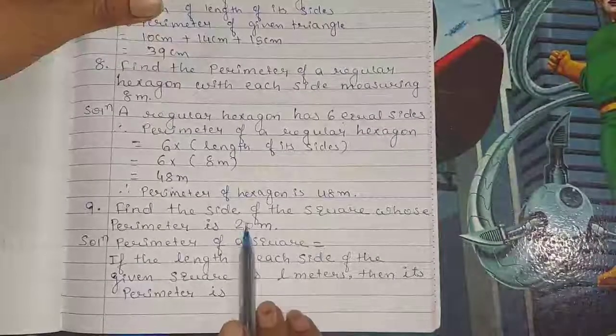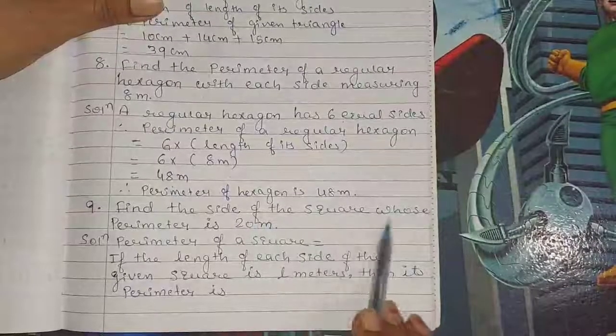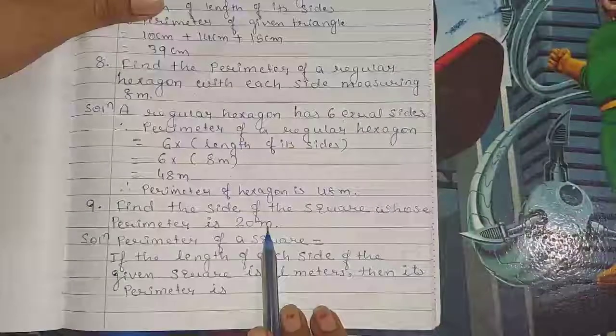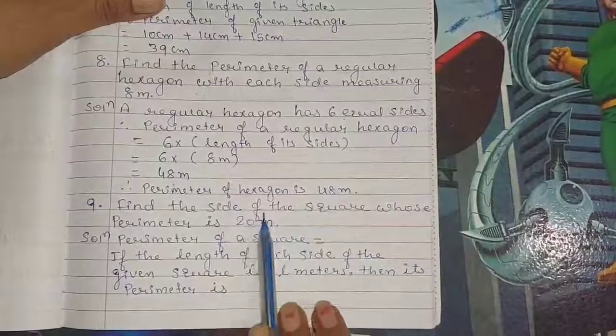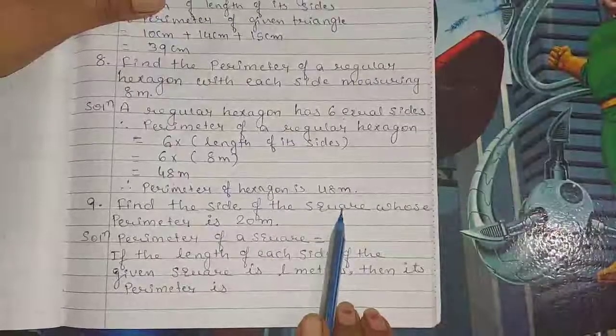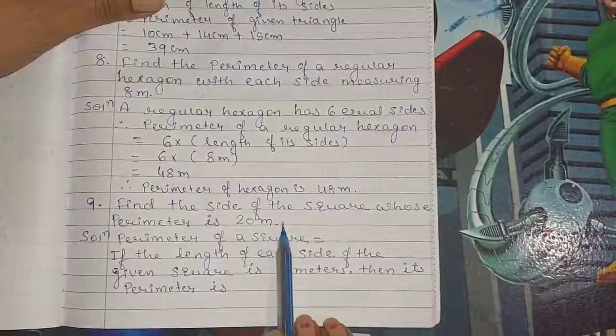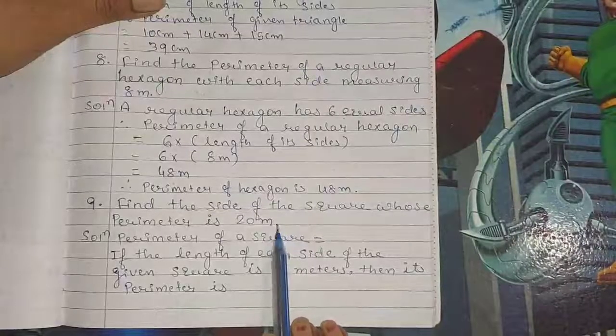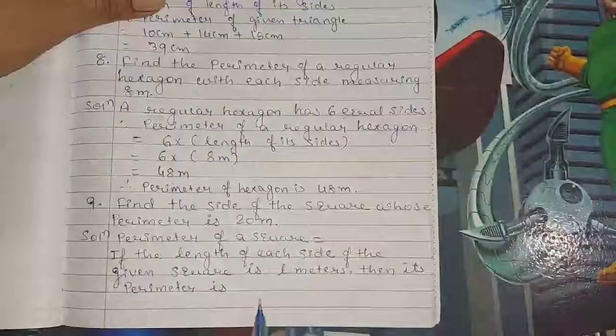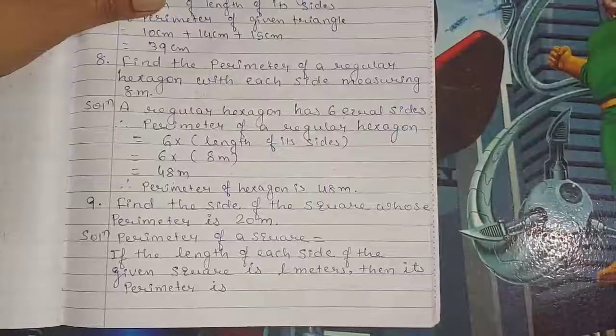Question number 9. Find the side of the square whose perimeter is 20 meter. Let us understand this question. In this question, side of the square we have to find and perimeter of the square is given, that is 20 meter. So let us start with the perimeter of square formula. What is the formula of perimeter of a square?